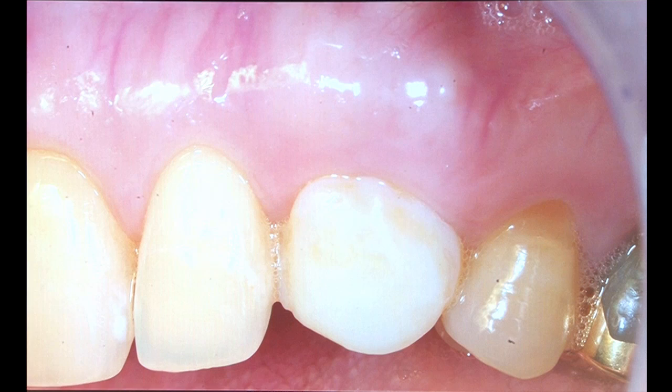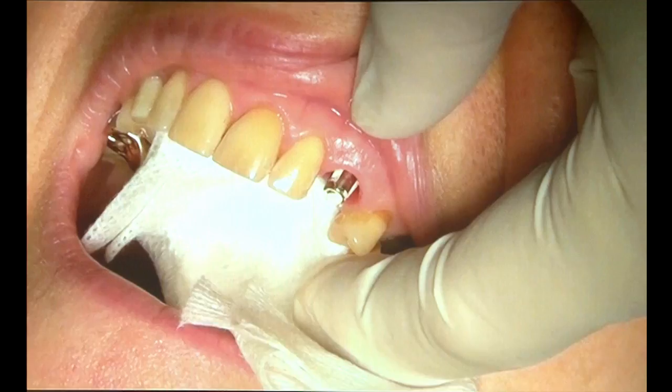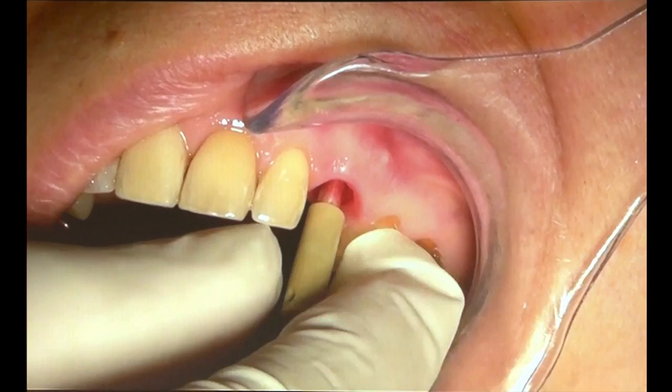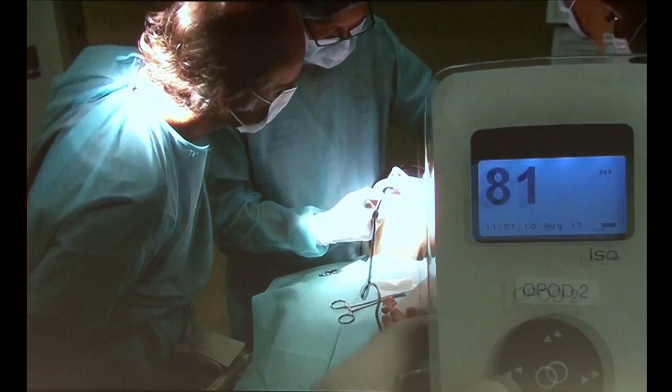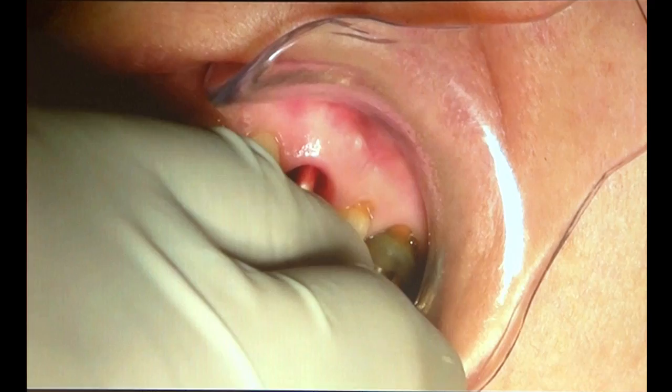Now here you can see the follow-up at 6 months for the third ISQ measurement. Now here, if integration hasn't occurred, we're in trouble. So as you can see, we did not need to use the counter resistance. The third measurement, remember it went from 73 to 79. It was 81. So you can, again, appreciate the fact that successive ISQ measurements allow you to evaluate the progression of stability with that implant.